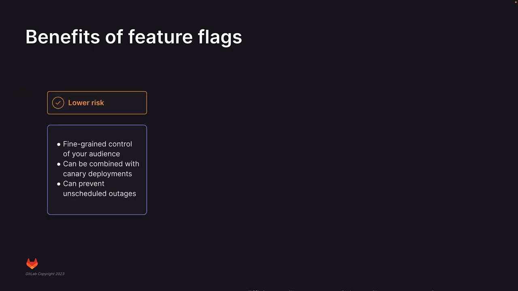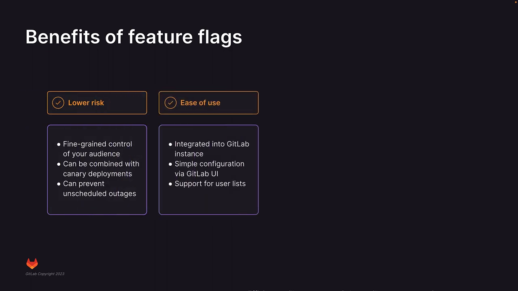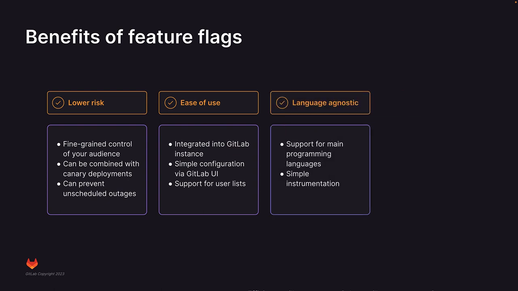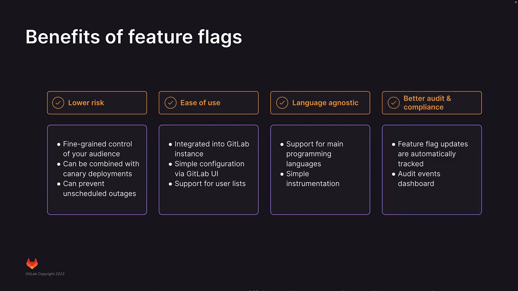This approach can also be thought of as developer experimentation. The benefits of using feature flags are lowering risk by preventing unscheduled outages, controlling your audience in a fine-grained fashion, and optionally using feature flags in conjunction with canary deployments. Ease of use by its simple configurability, support of user lists, built-in feature flag service, and simple instrumentation. Our feature flag implementation is language agnostic since it supports all of the main programming languages, and better compliance and audit via the automatic recording of all feature flags actions by the GitLab platform.